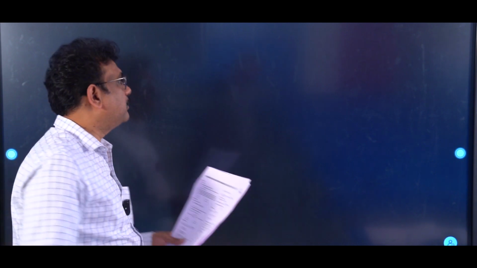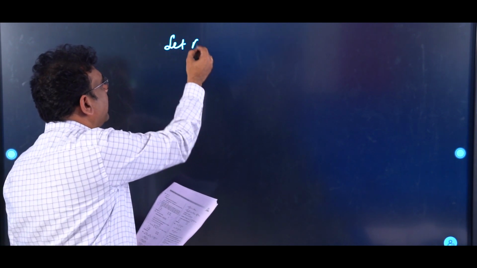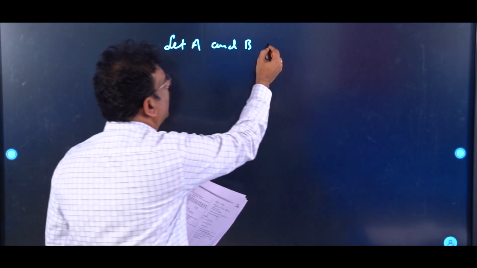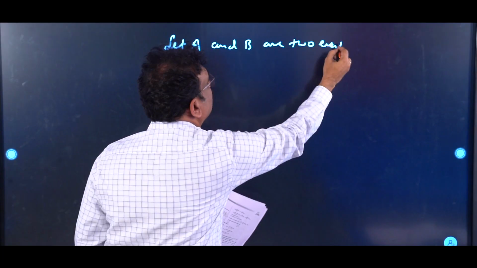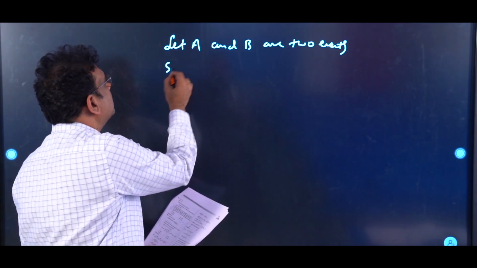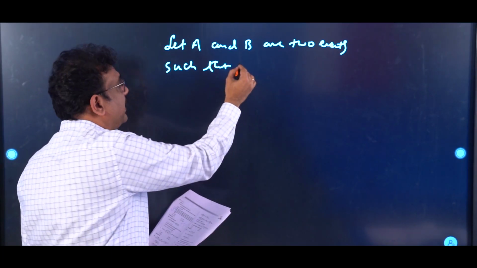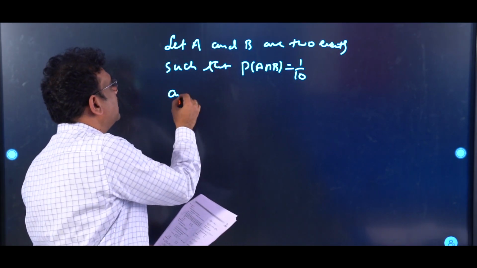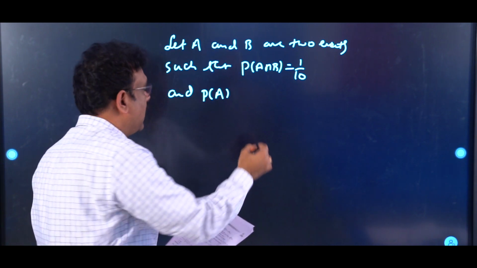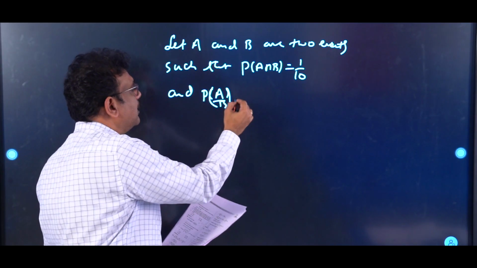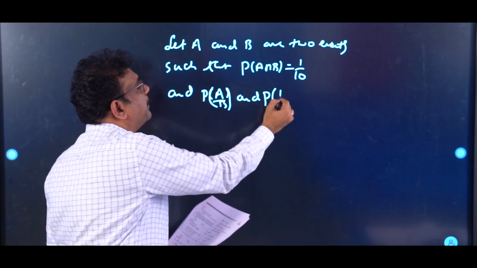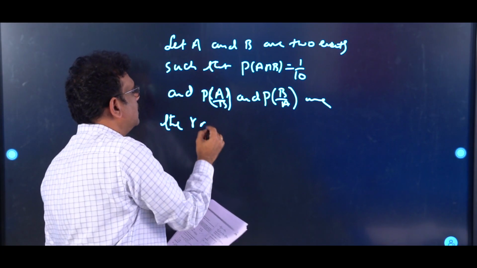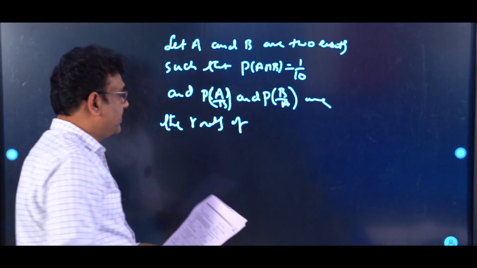Now the problem given in probability. Let A and B be two events such that P of A intersection B is equal to 1 by 10 and P of A by B and P of B by A are the roots of the equation.